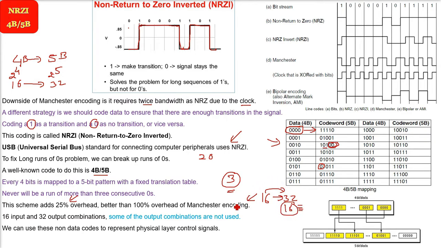We can use these non-data codes to represent physical layer control signals. For example, in these 2 columns, you see there is no 1, 1, 1, 1, 1. You will also not see 1, 1, 0, 0, 0. So we can use this as the idle line and the other one as the start of a frame.